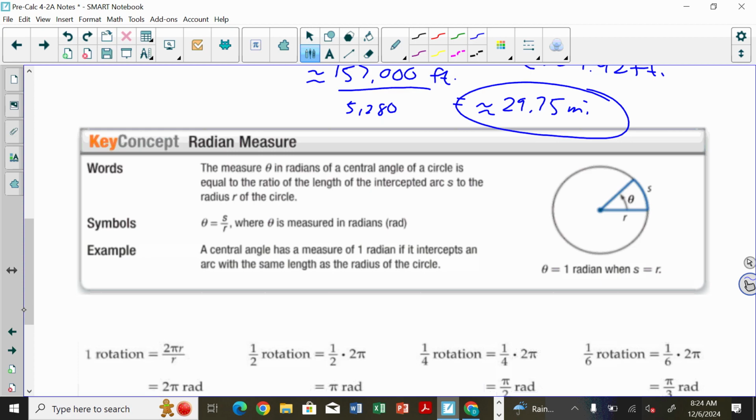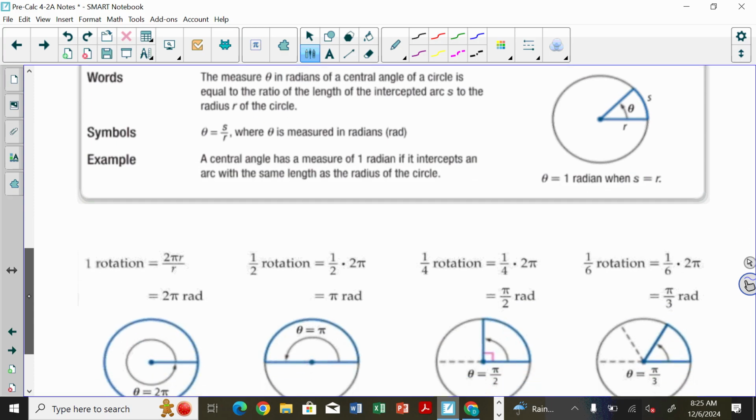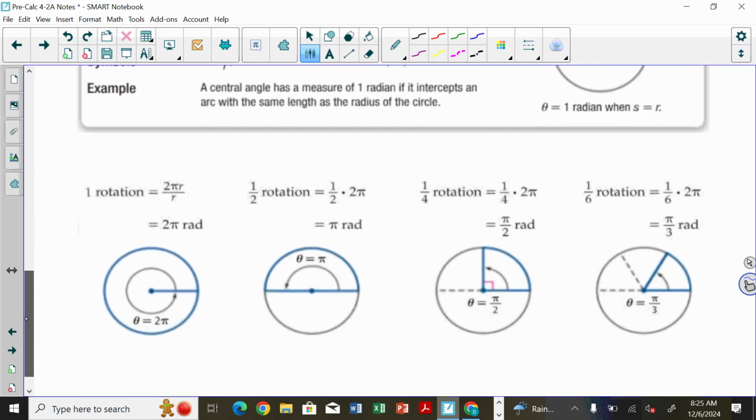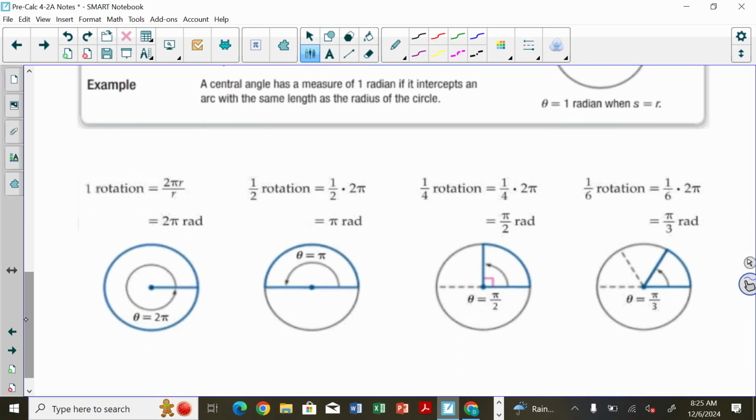Okay, now let's get to the most important stuff here, and this is basically radians. The measure of radians in the circle is equivalent to the length of the intercepted arc S divided by the radius of the circle. The reason we need radians is that we don't have any connection between distance and degrees, so in order to do that, we have to use something different like radians.